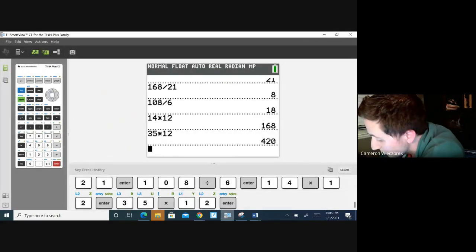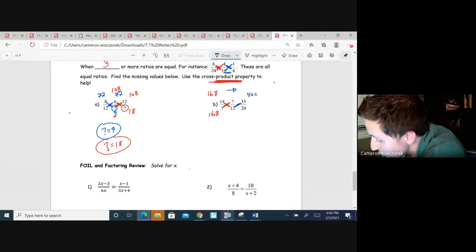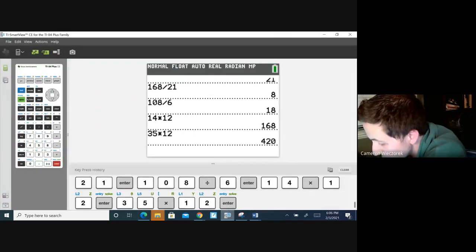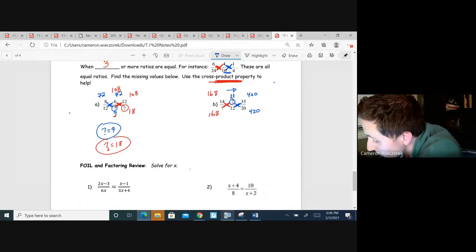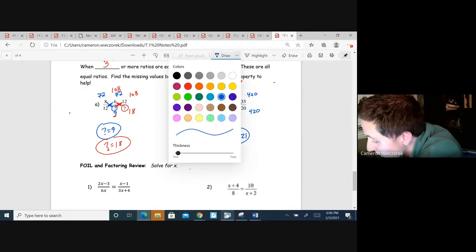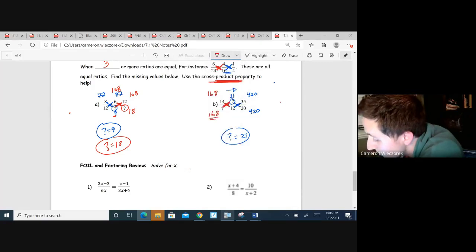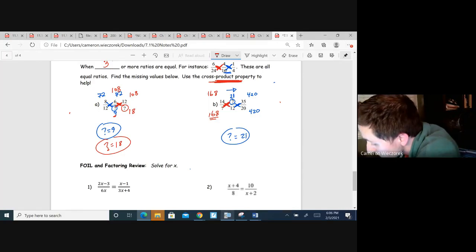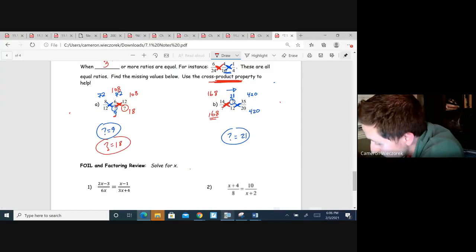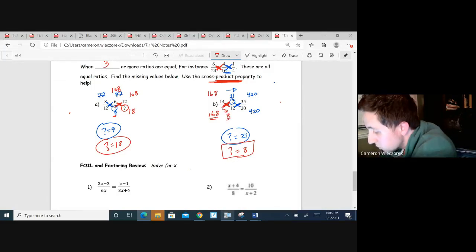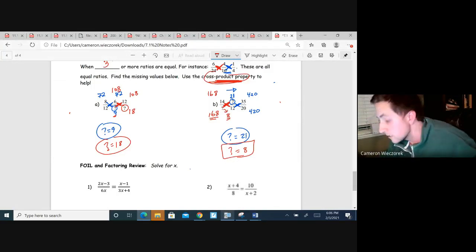12 times 35 would be 420, which means 20 times this top question mark needs to be 420. So I can do 420 divided by 20. 21. So now I know that one's 21 in blue. Let's do the bottom one in red. That means 21 times that bottom question mark needs to be that 168 we mentioned from the beginning. So I'm going to do 168 divided by 21. 8. So this guy's 8. Okay. So I'm using cross multiplication to help me figure out the missing values in the proportion.